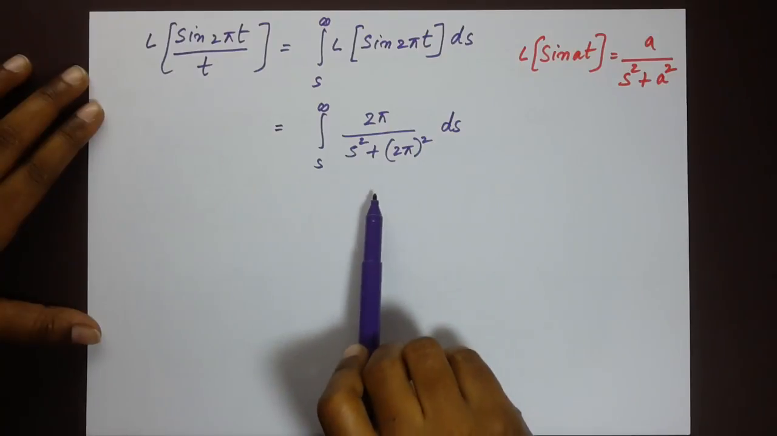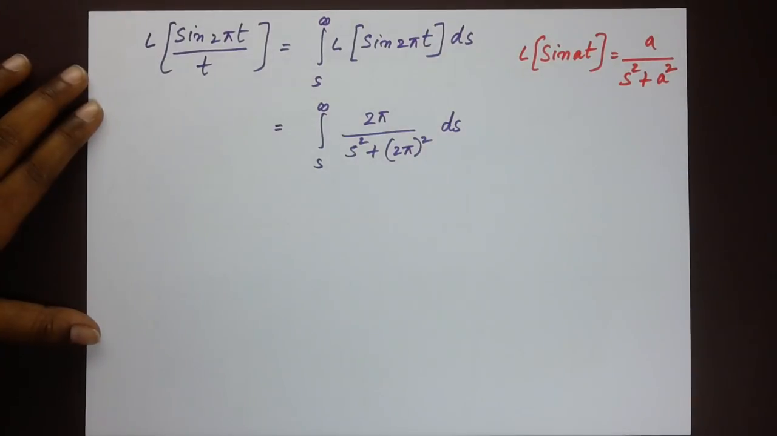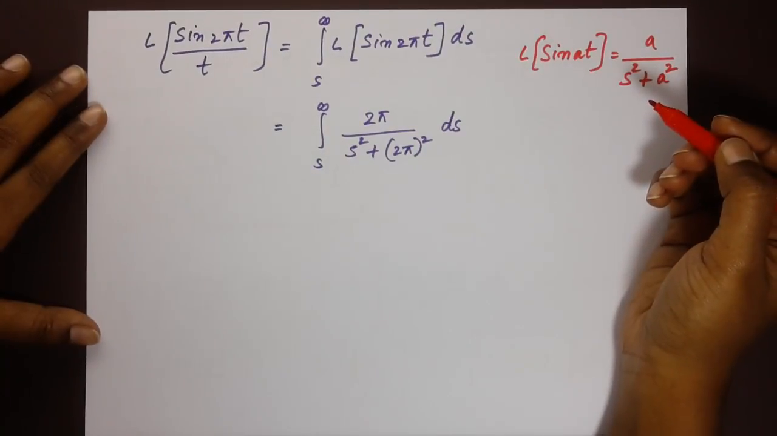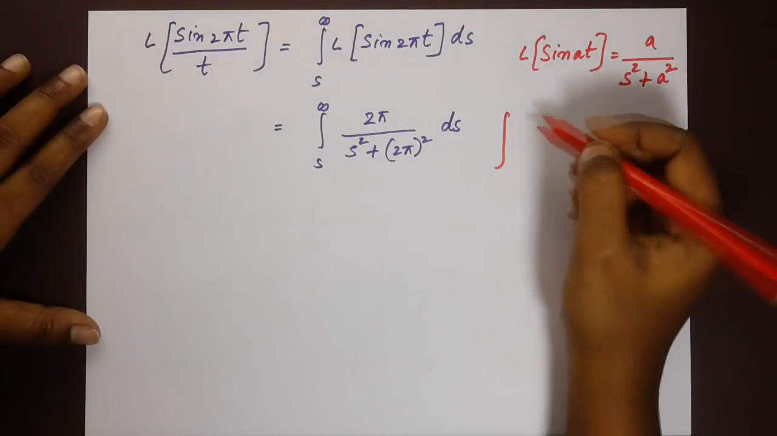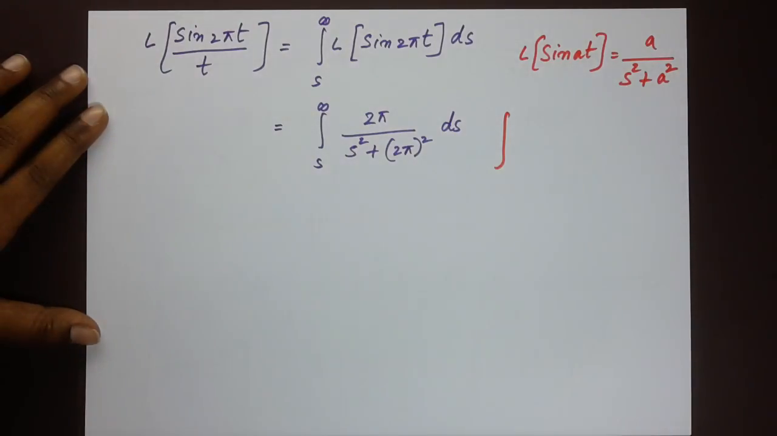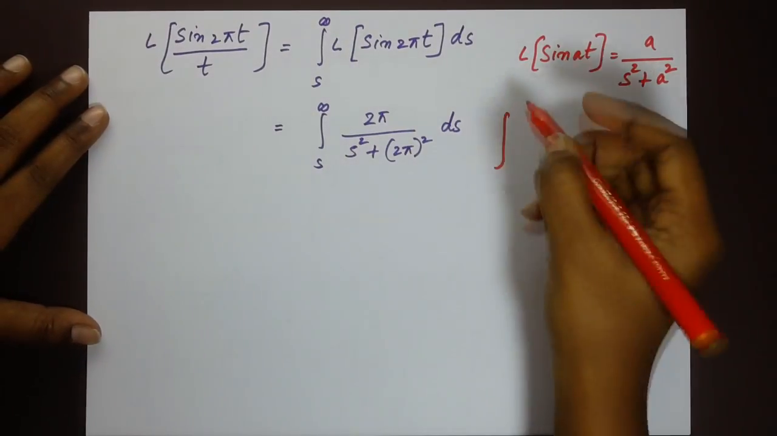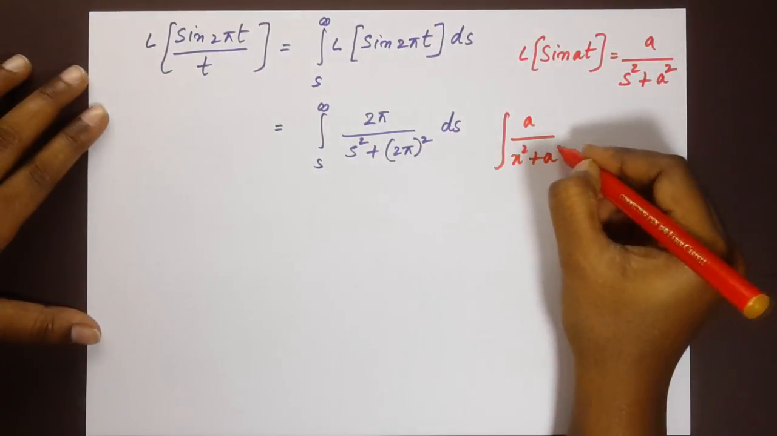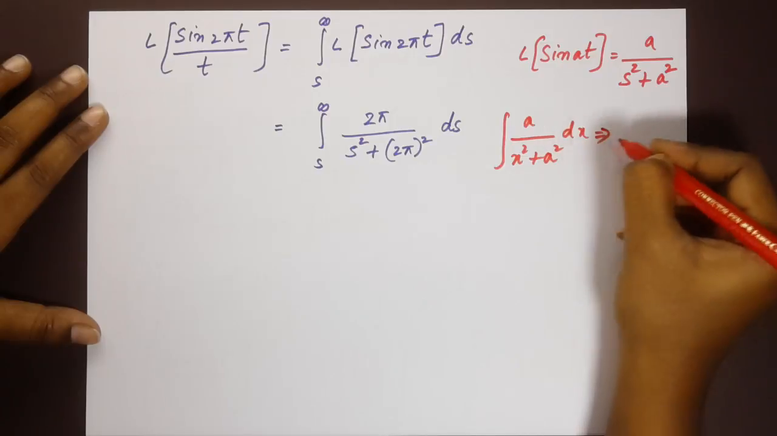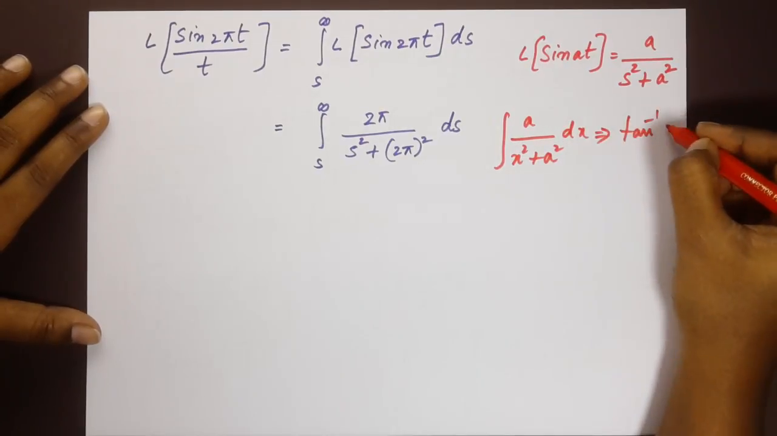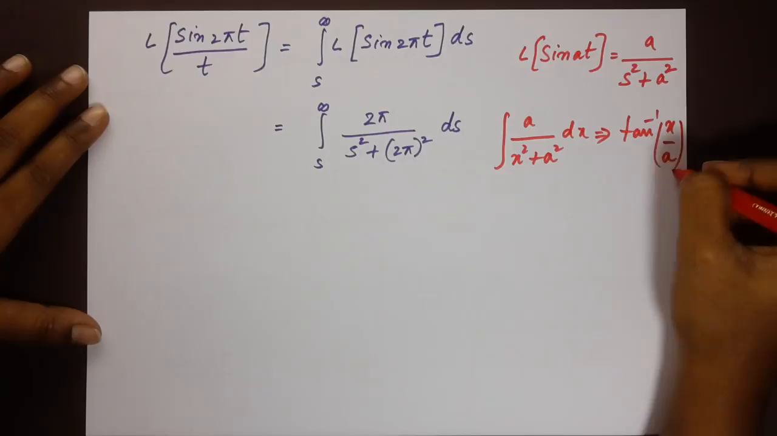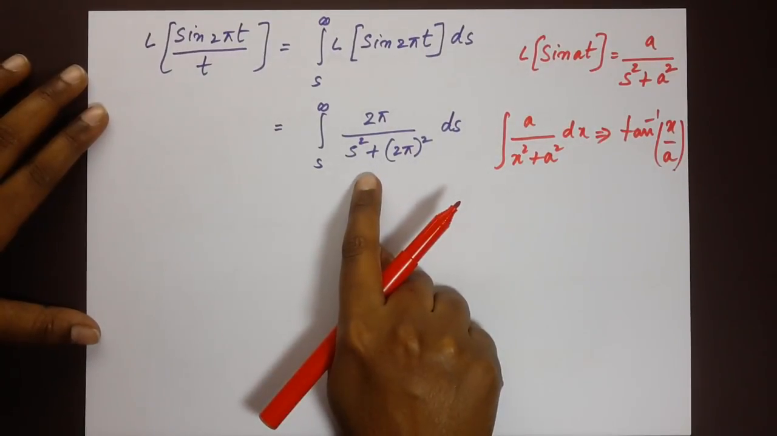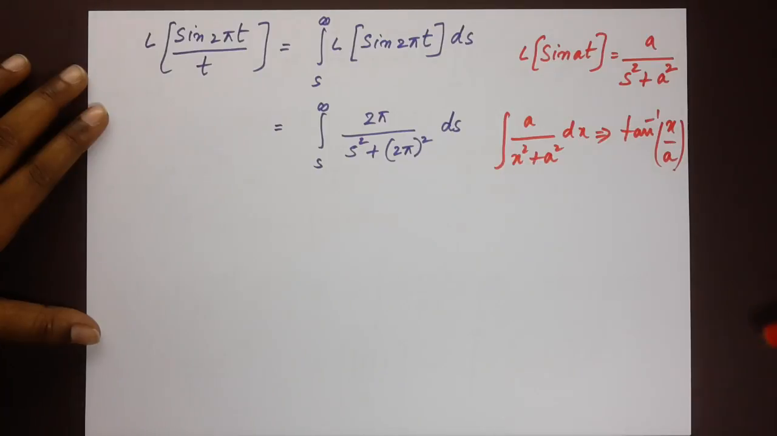We will have to use another formula. So let me write that formula down as well over here. This is an integration formula. We have done this in intermediate, so I want you to just remember that. The integral of a by x square plus a square dx is tan inverse of x by a. Do you remember this? This is what we are going to use here, and it's quite similar.